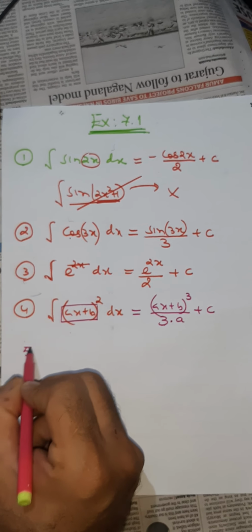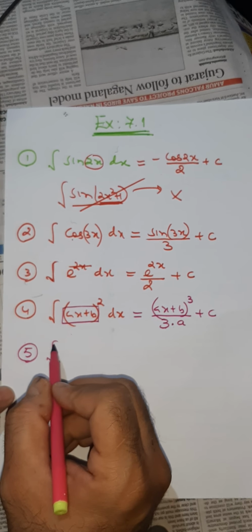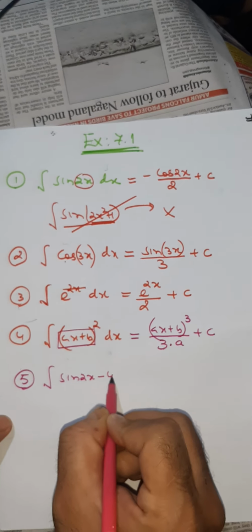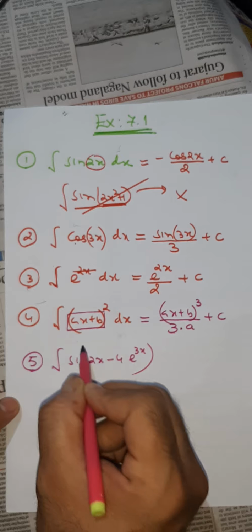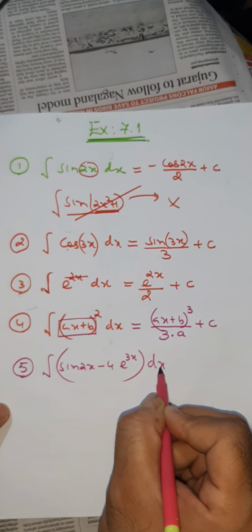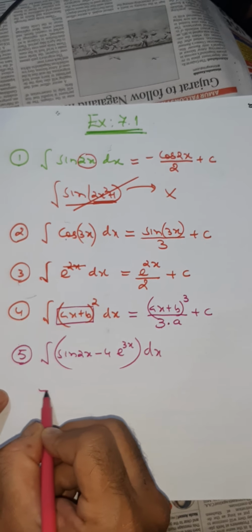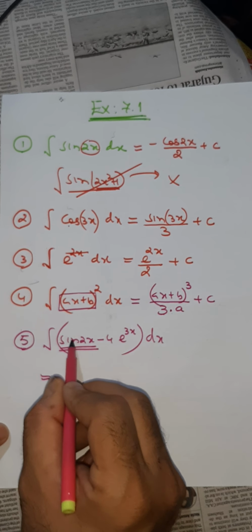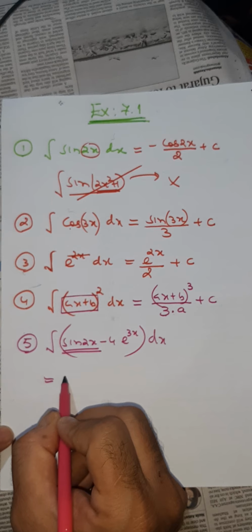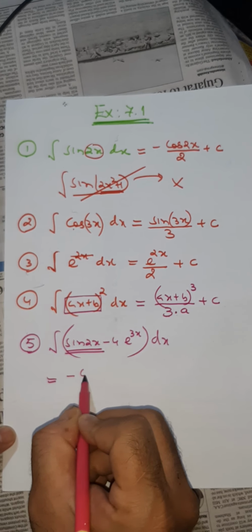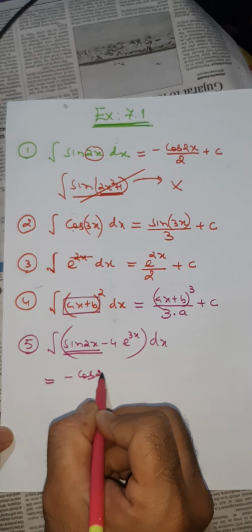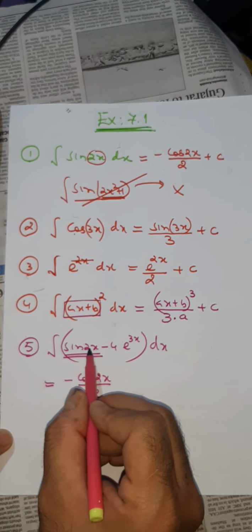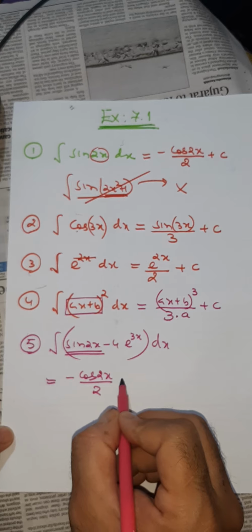Question number 5 here, fifth question. Integral of sine 2x minus 4 times e raised to 3x the whole dx. This dx is always with this integral sign, remember. You can use the working rule. I'm writing directly here. What's the integral of sine 2x? As we wrote in the beginning, this is minus cosine. This is a linear function. 2x upon the coefficient of x, which is 2. Minus cos 2x by 2.